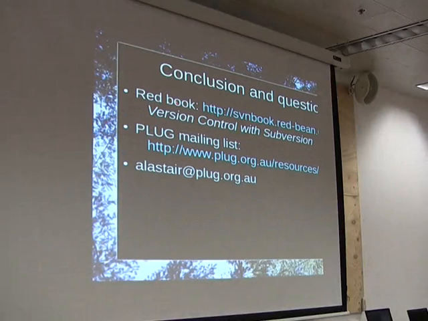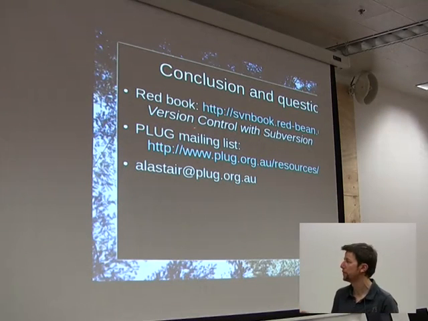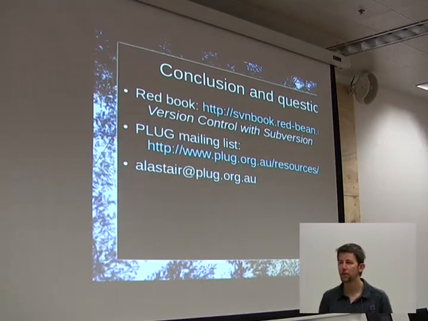There is a thing called the Red Book. It's an electronic version of a published book that was called Version Control with Subversion. It's svnbook.red-bean.com. And you will learn everything you ever want to know about Subversion from reading that book because it's extremely comprehensive. If you have any problems with Subversion, feel free to subscribe to the plug mailing list and post a question. And if you really get stuck on something, feel free to give me an email at this address and I can probably help you out because I've been doing Subversion stuff for a few years.